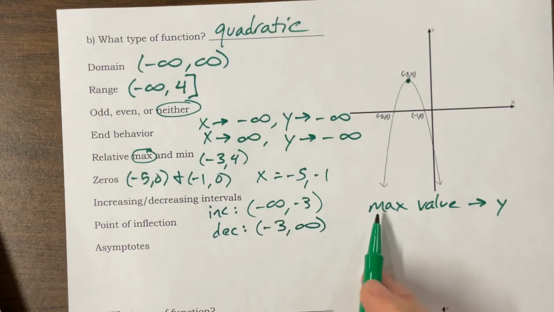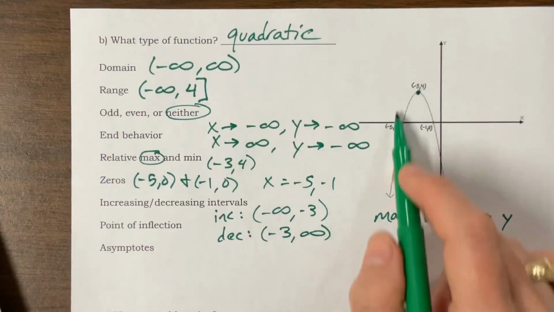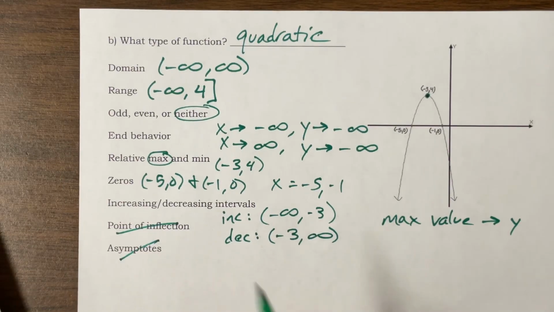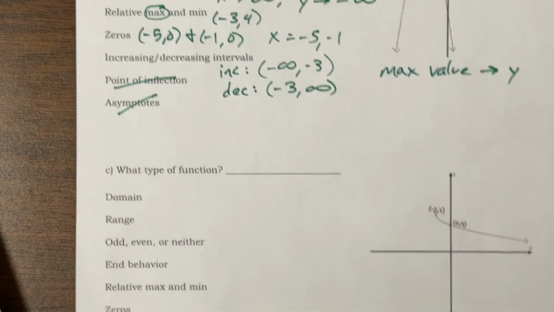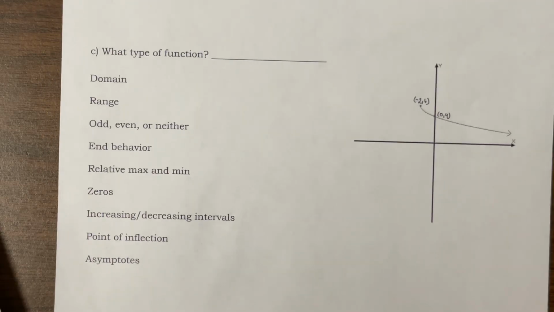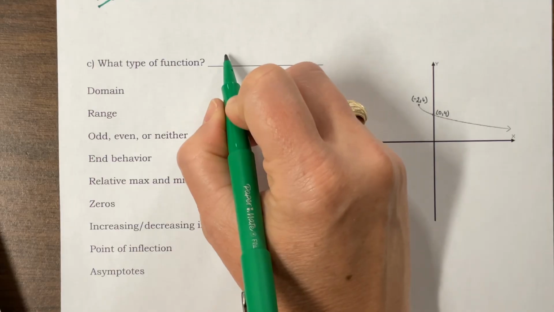Point of inflection: well, this is concave down like a frown the whole time. It never changes to concave up, so there is none. Asymptotes, none. Okay, next one. What type of function do we have here? Here we have a square root curve.